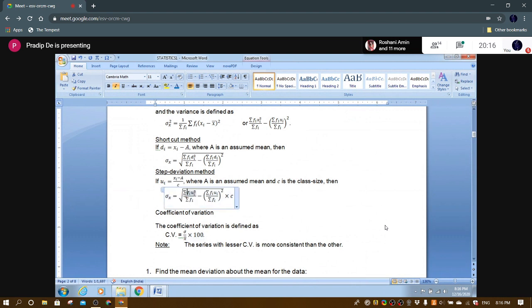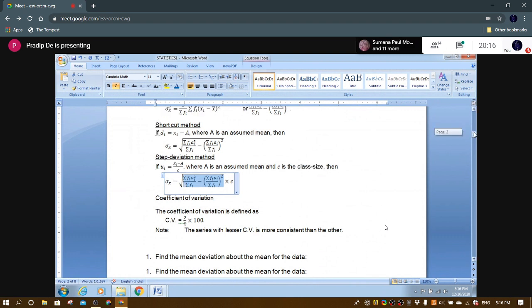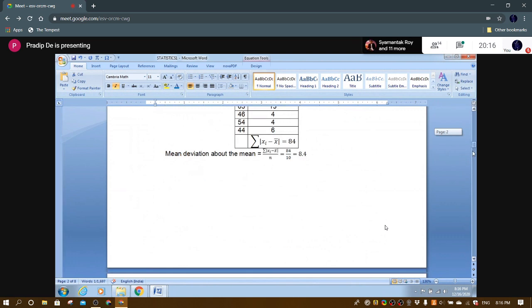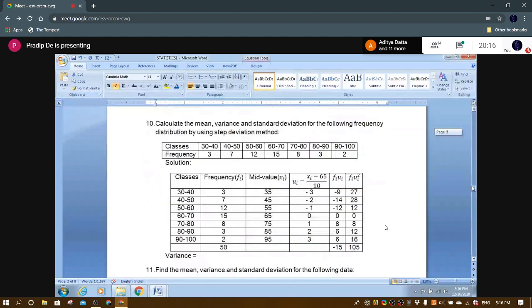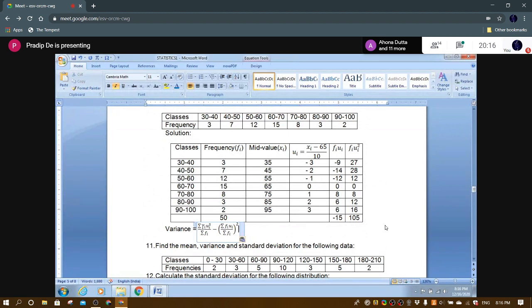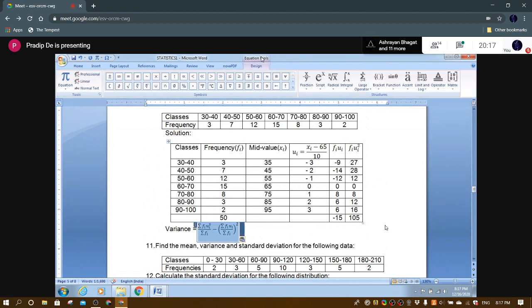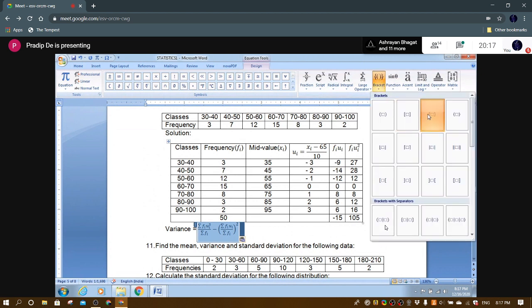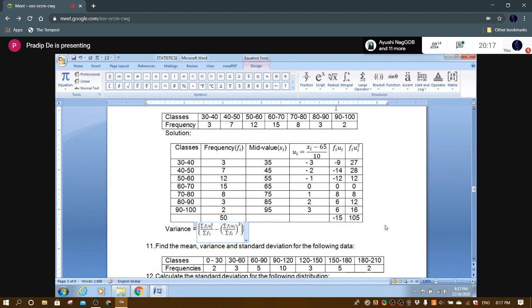Oh, you're finding this variance. For the variance, this whole into, just a minute, whole into c square. C is 10 here. Okay. Now substitute.